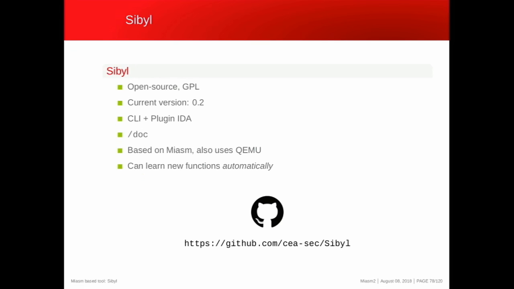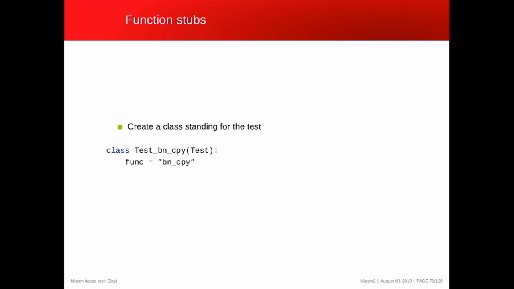So all of these things have been implemented in a tiny tool which is named Symbolic, which is based on Miasm, which is also open source. And one thing that I really don't talk about today, but using the symbolic emulation of Miasm, we can also learn automatically new function signatures. But this is for another day.